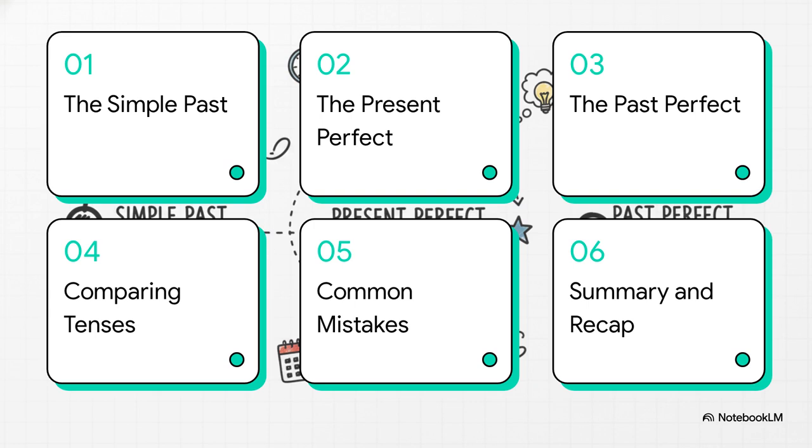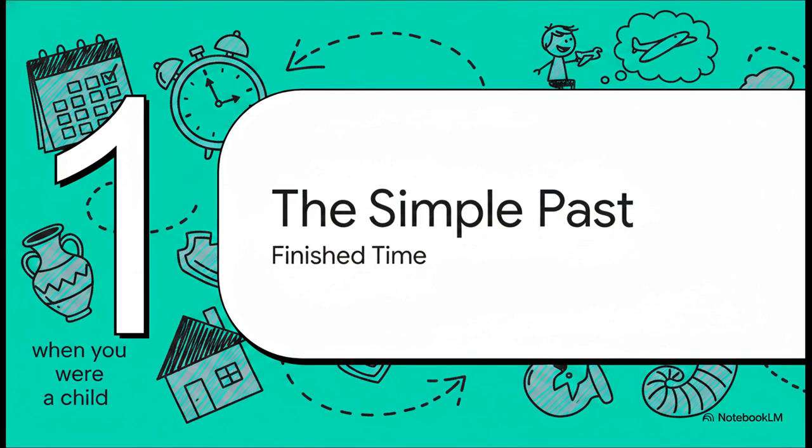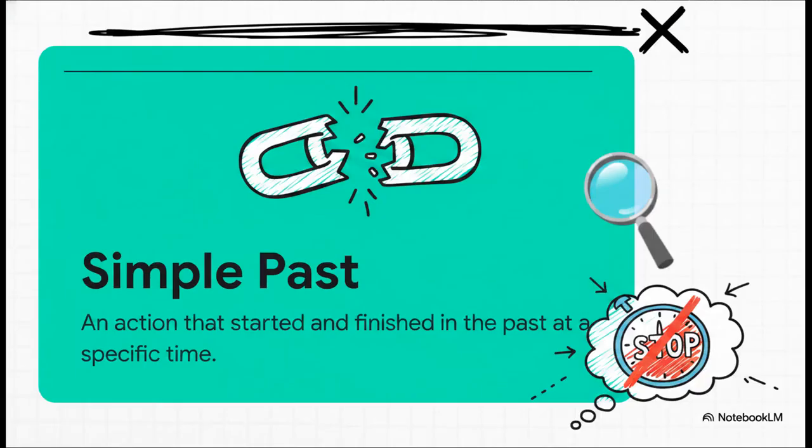All right, let's kick things off with Section 1, the simple past, which is all about finished actions in finished time. So, what exactly is it? The crucial point to remember is that we use the simple past for completed actions that have absolutely zero connection to the present. The action is done, the time is done, it's completely in the past.